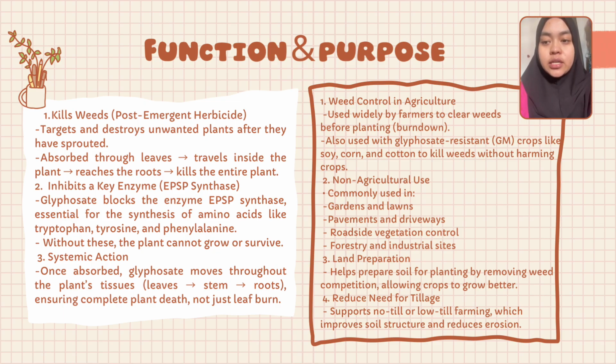Lastly, there is systemic action: once absorbed, glyphosate moves throughout the plant's tissue, ensuring complete plant death, not just a leaf burn. As for the purpose of Roundup, firstly, it is used to control weeds in agriculture, where it is widely used to clear weeds before planting. Roundup is also used in non-agriculture, such as gardens, lawns, roadside vegetation control, and others. And lastly, it is used in land preparation, which helps prepare soil for planting by removing weed competition, allowing the crops to grow better.